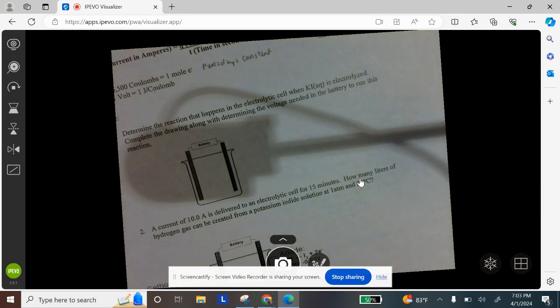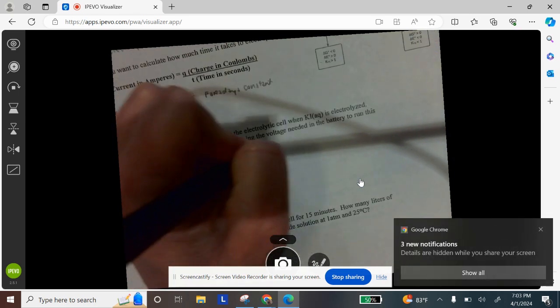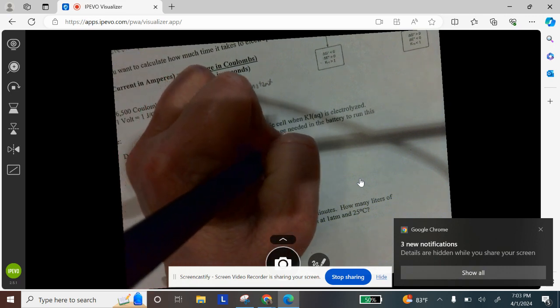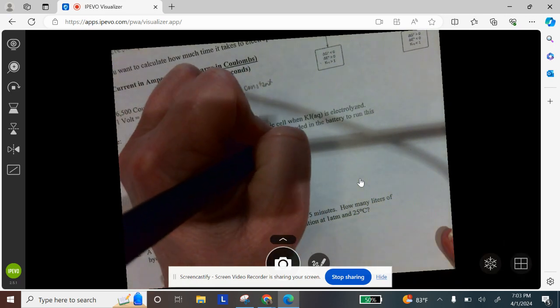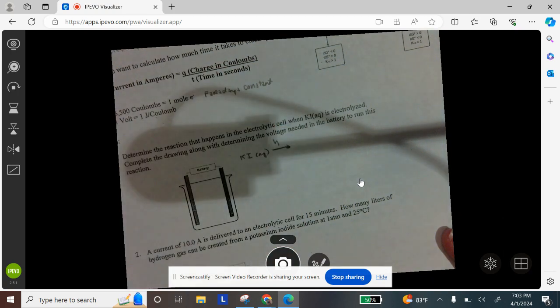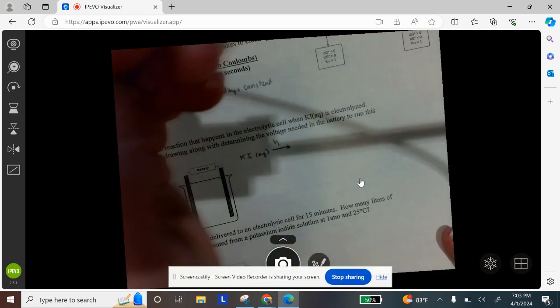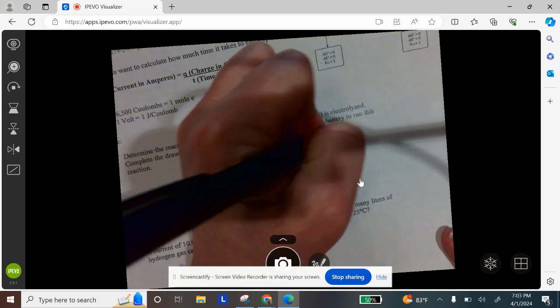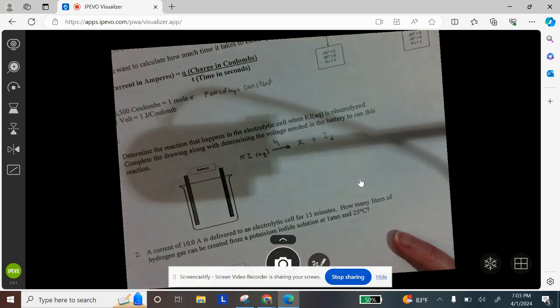Okay, so we're going to set this up. So we have KI, and it's aqueous, and it's non-spontaneous, so we have to add energy to it. Okay, that's what that is. And when we do that, it becomes potassium plus iodine. We know iodine's diatomic.